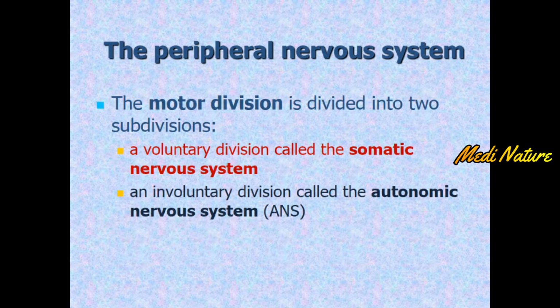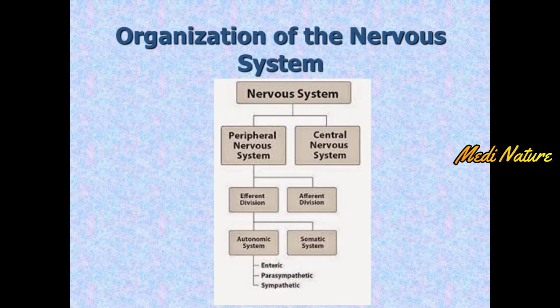When we are considering the motor division, it is again divided into two subdivisions which are called the somatic nervous system and the autonomic nervous system. The somatic nervous system is involved in voluntary actions, so it is called the voluntary division, while the autonomic nervous system is involved in involuntary actions. So you can see, according to the organization of the nervous system, the efferent division or the motor division of the peripheral nervous system again divides into two main systems called the autonomic system and the somatic system.